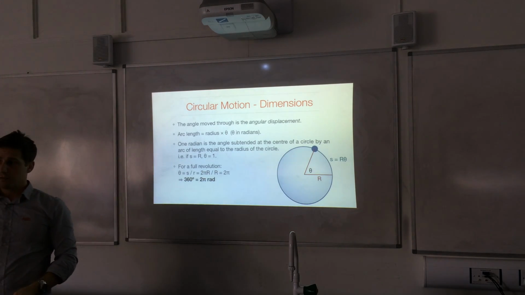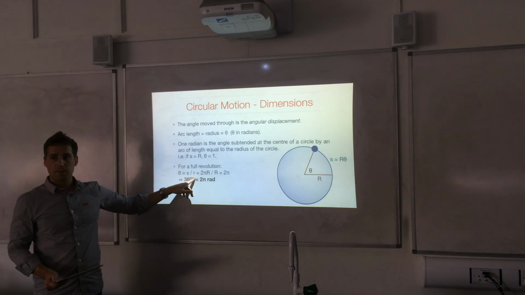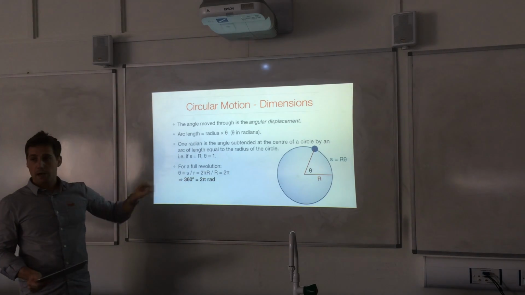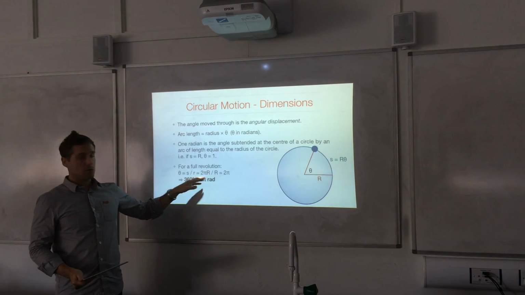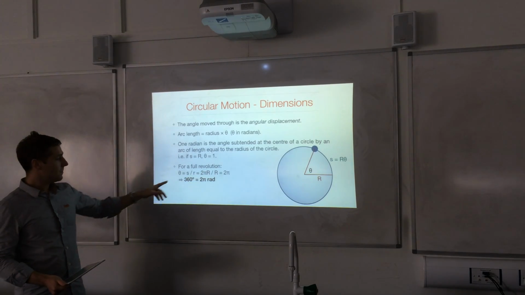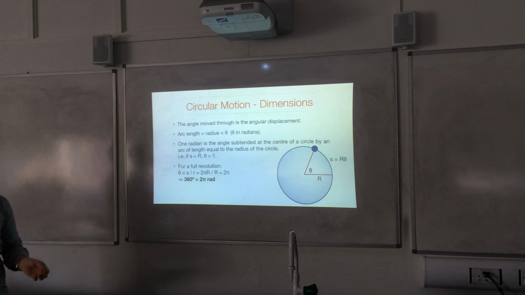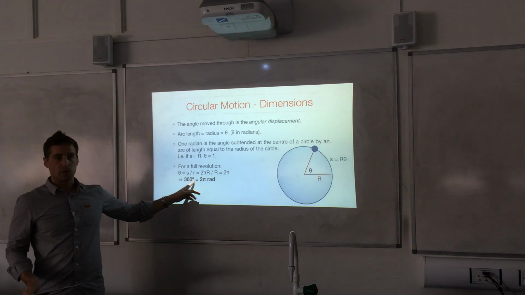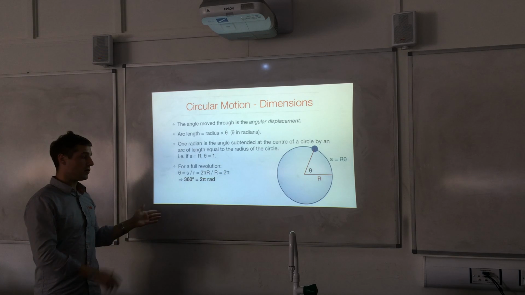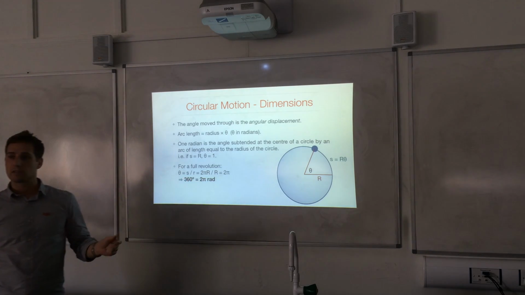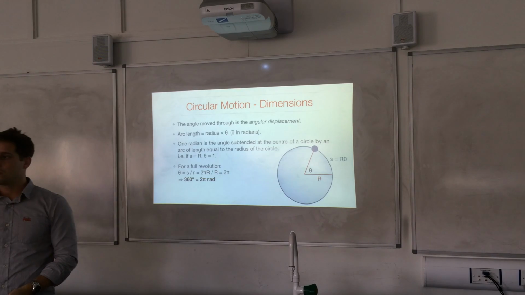For 1 full revolution, if that object went all the way around, then theta is equal to S divided by r, and S would be 2 pi r, that's the circumference of a circle, 2 pi r or pi d, okay? And r is equal to the radius. So therefore, theta would be equal to 2 pi r divided by r, which is 2 pi. So 1 full revolution is 2 pi radians, and that's equal to 360 degrees. So if you want a conversion from radians to degrees, then 360 degrees is equal to 2 pi radians. Or pi radians is equal to 180 degrees, pi over 2 is equal to 90 degrees, and so on.